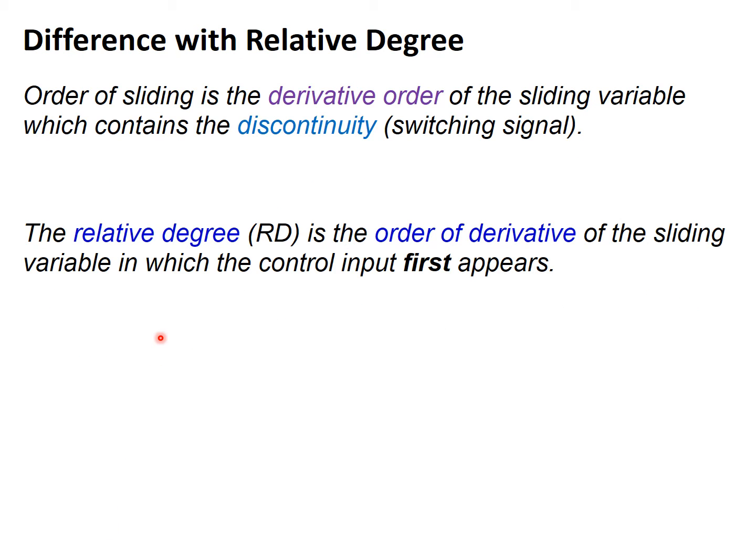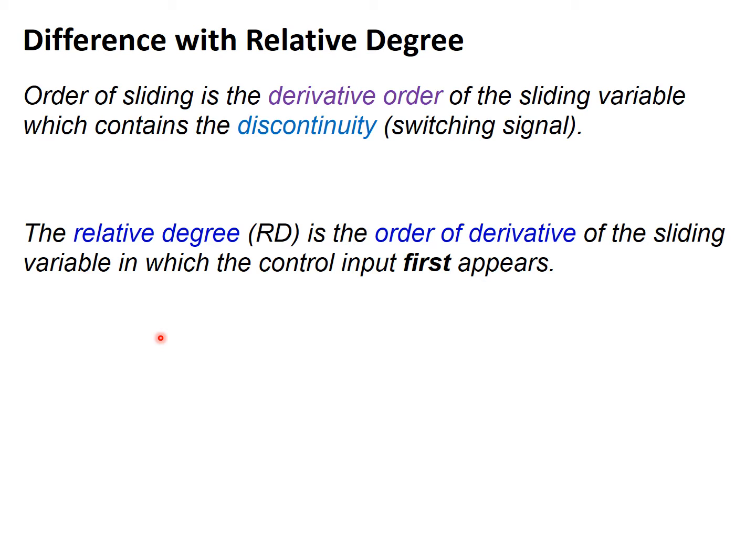What is the difference with relative degree? Now, if you have been able to figure out, in relative degree also we are talking about the order of derivative in which the control input appears. Here what we are talking about is the order of derivative in which the discontinuity appears, right? This is the thing we are talking about. So, are these the same? No, these are not the same.